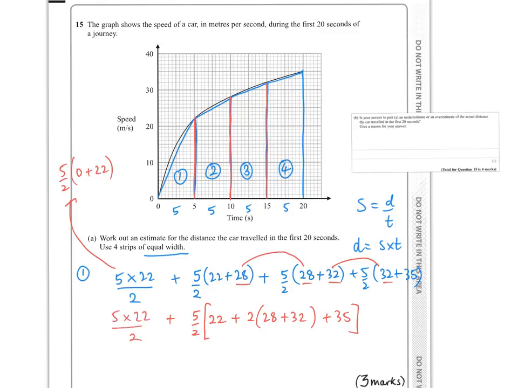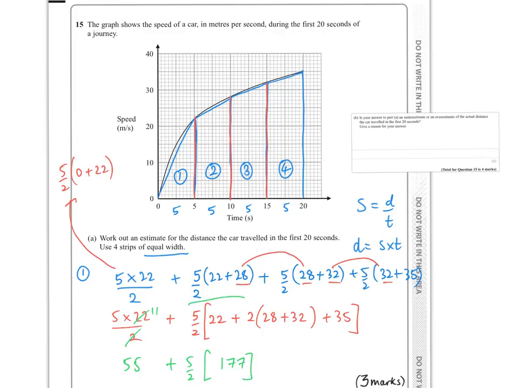And now I'm just going to put that in my calculator. I'll do the first bit separately. So that's going to be 55 plus 5 over 2 lots of, well, I'll have 22 plus 2 lots of 28 plus 32, close the brackets, plus 35. That's going to give me 177 in there.